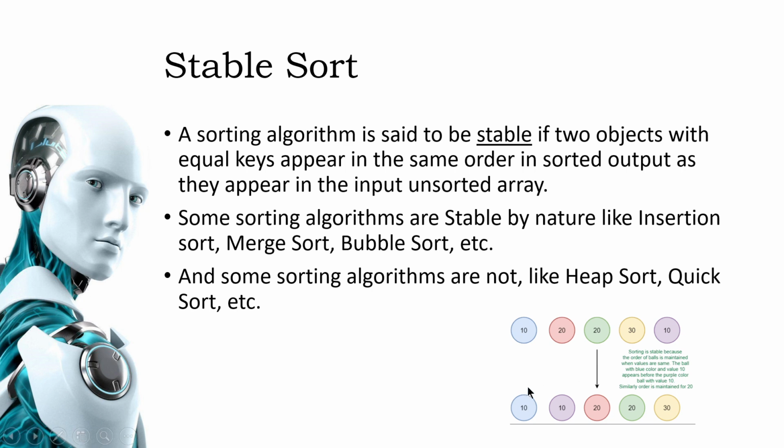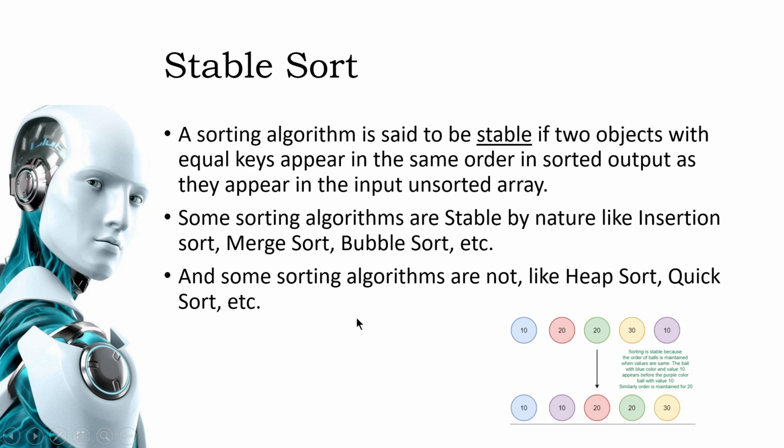If we take an example, heap sort is one type of sort where it is not guaranteed that you get the blue 10 on the left side of the purple 10. There are cases where you get the blue 10 on the right side of purple 10, where this full array is going to be shuffled and then arranged, so you don't have a guarantee that blue 10 is going to come on the left side of purple 10, and here the red 20 is going to come on the left side of green 20. That is not guaranteed. So those kinds of algorithms are known as unstable sort. Some of the sorting algorithms are stable by nature, like insertion sort, merge sort, bubble sort, etc., and those which are not stable are heap sort, quick sort, etc.